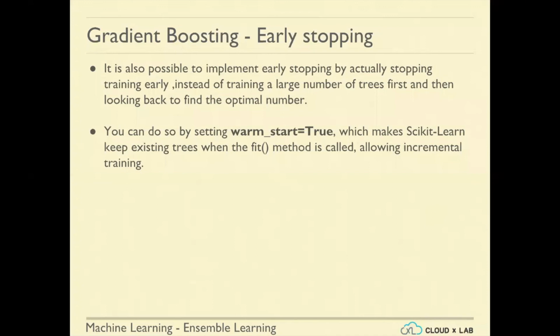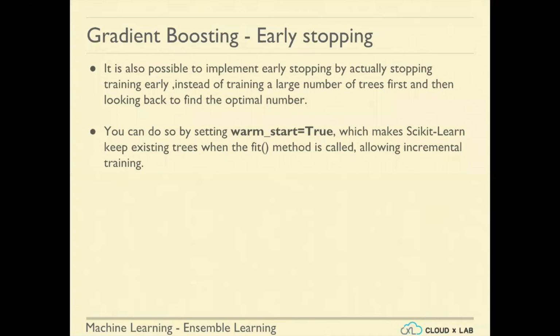In almost every algorithm, there is a parameter called warm_start equals True. What warm_start equals True does is it retains the previous parameters of an algorithm. So if you call the fit method again, it will start from the previous values, not from the beginning. If you say warm_start equals False, then it will override the old values and forget them.